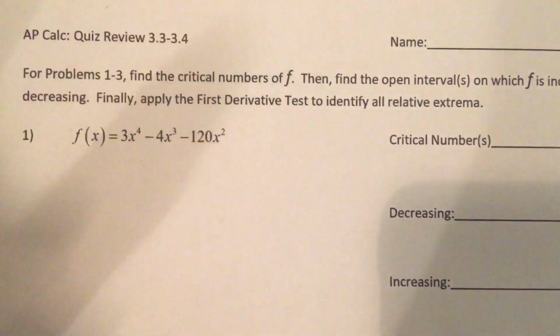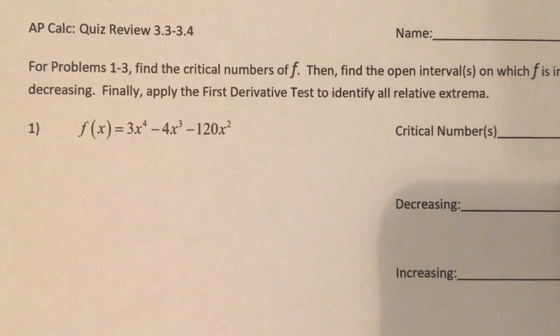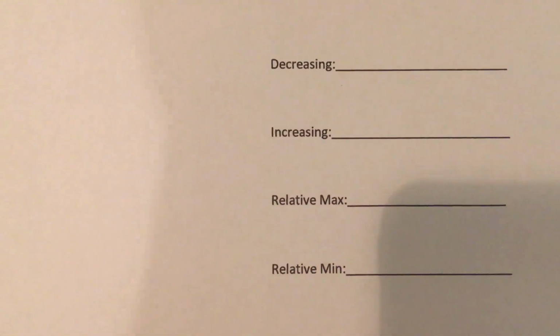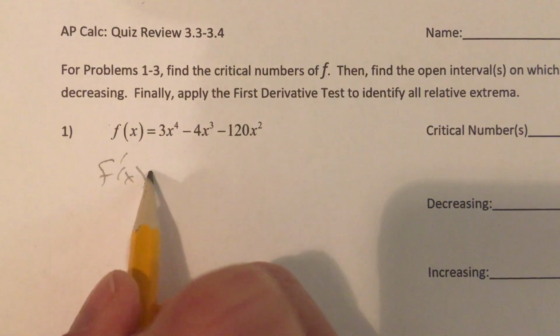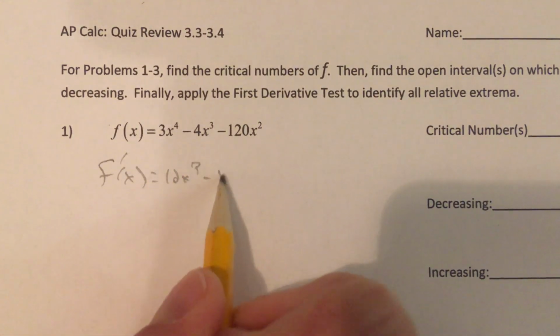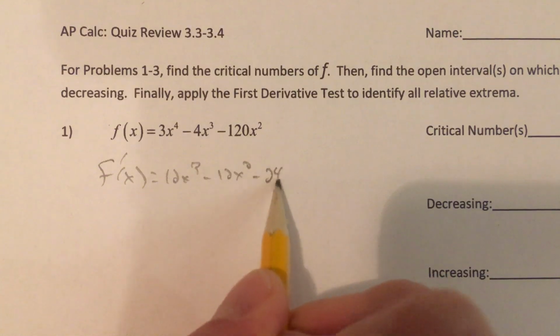All right, these are the answers to the quiz review, first couple pages. So we want critical numbers. When are we decreasing, increasing, relative min, relative max? So we're going to go ahead and take the derivative, which is 12x cubed minus 12x squared minus 240x.